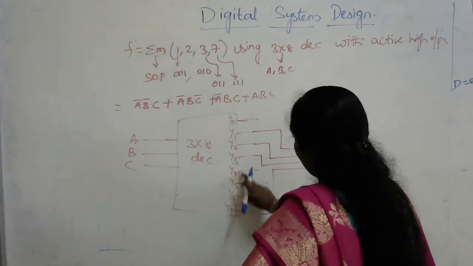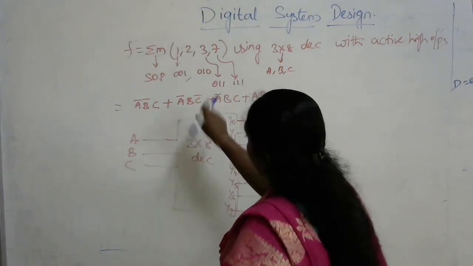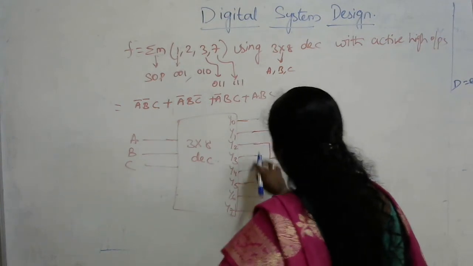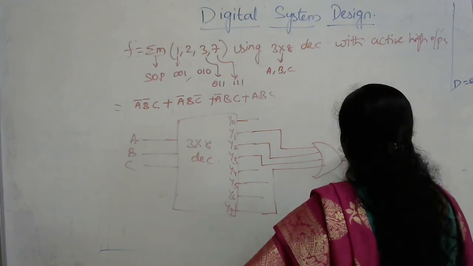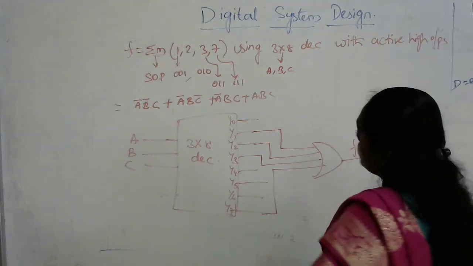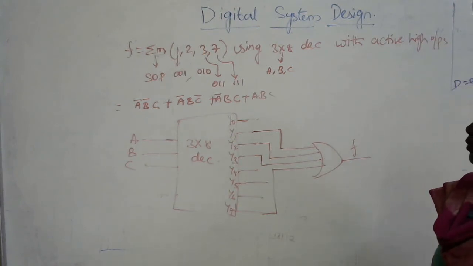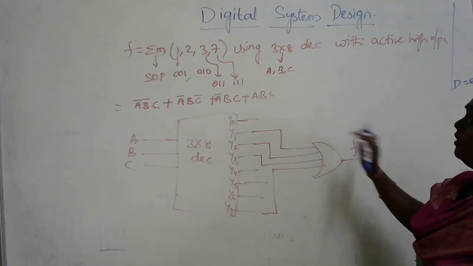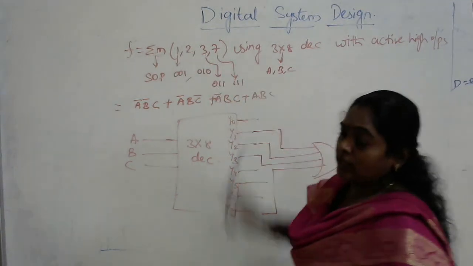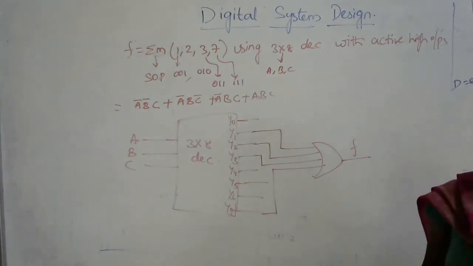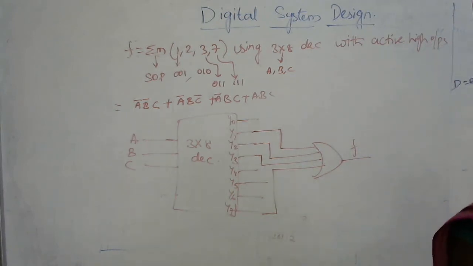As all these have AND gates, all these AND gates should be connected with an OR gate. So I am taking this 1, 2, 3 and 7 and connecting them through an OR gate. This is the expression for the given one. So this is how to design a SOP expression by using a 3 by 8 decoder circuit with the active high outputs.